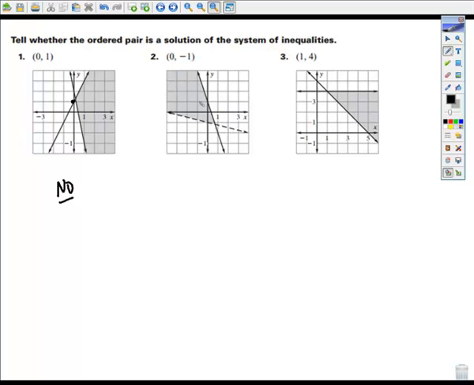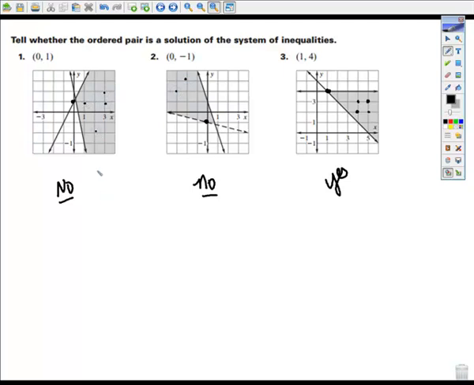And here I look at 0, negative 1. Well, unfortunately, it's on the dashed line. If it was on the solid line like 0, 1, that'd be a yes, but here again it's a no. And 1, 4 is a yes because it's on the solid line that's adjacent to the shaded region. Any of these points actually out in the shaded region are solutions. So any of these also are solutions.